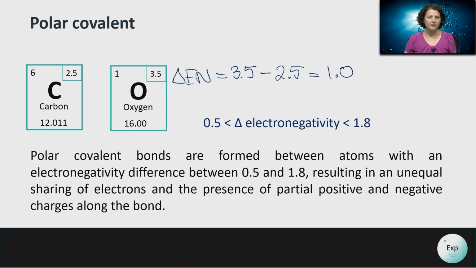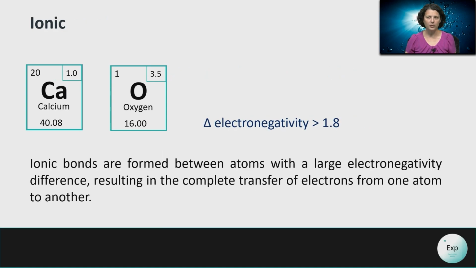If the electronegativity difference between the connected atoms exceeds 1.8, then we're going to talk about an ionic compound where we assume that the electron is completely transferred from one element to another, meaning the less electronegative element will donate its electrons to the more electronegative element. In this case, calcium will give its electron to oxygen.